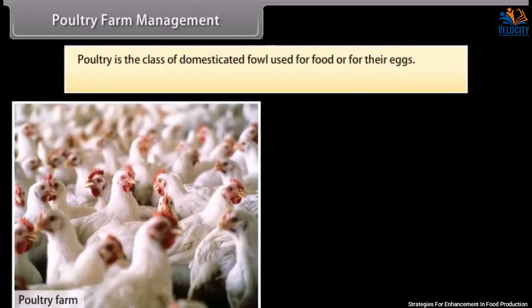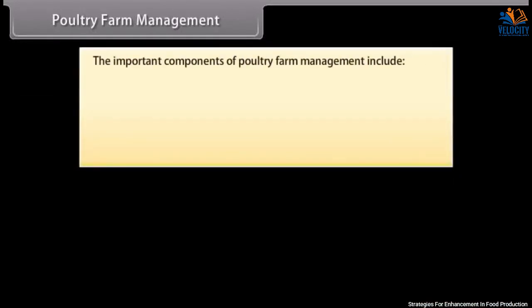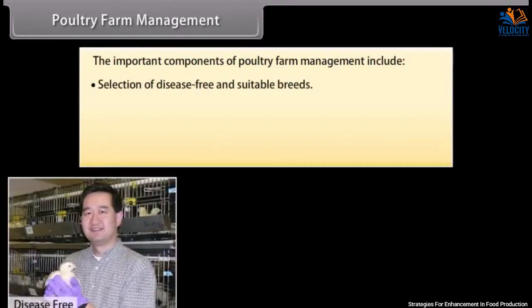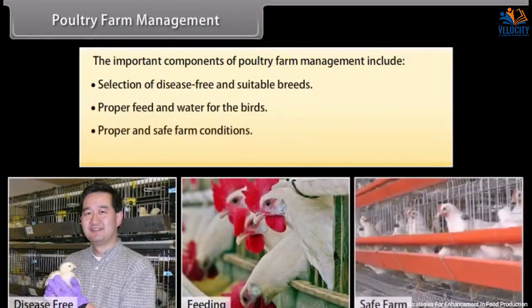Poultry farm management. Poultry is the class of domesticated fowl used for food or for their eggs. Poultry typically includes chicken and ducks and sometimes turkey and geese. The important components of poultry farm management include selection of disease-free and suitable breeds, proper feed and water for the birds, proper and safe farm conditions, and hygiene and health care of the birds.